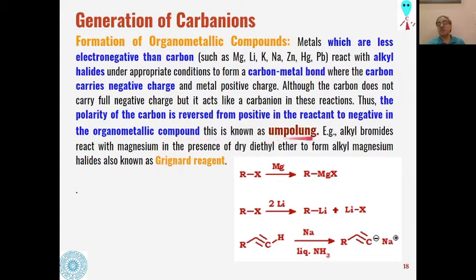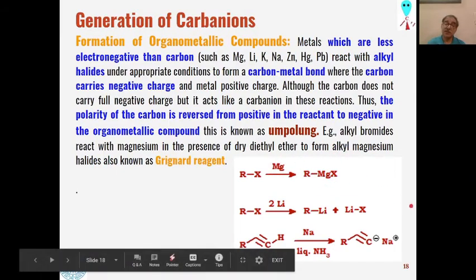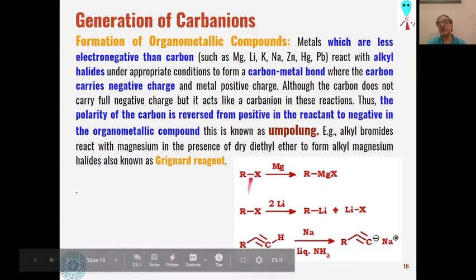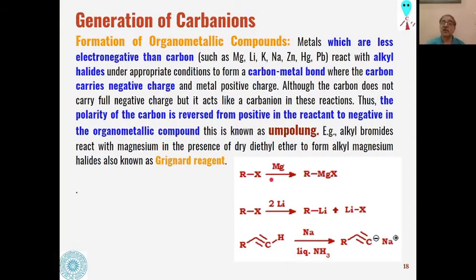So all reactions where the polarity of the reactant is reversed as compared to the polarity in the product are called umpolung reactions. I have already told you that alkyl halides react with magnesium to give us Grignard reagent, and here also the polarity is reversed. R has become negative, whereas in the reactant R was positive. So such a condition is called umpolung.